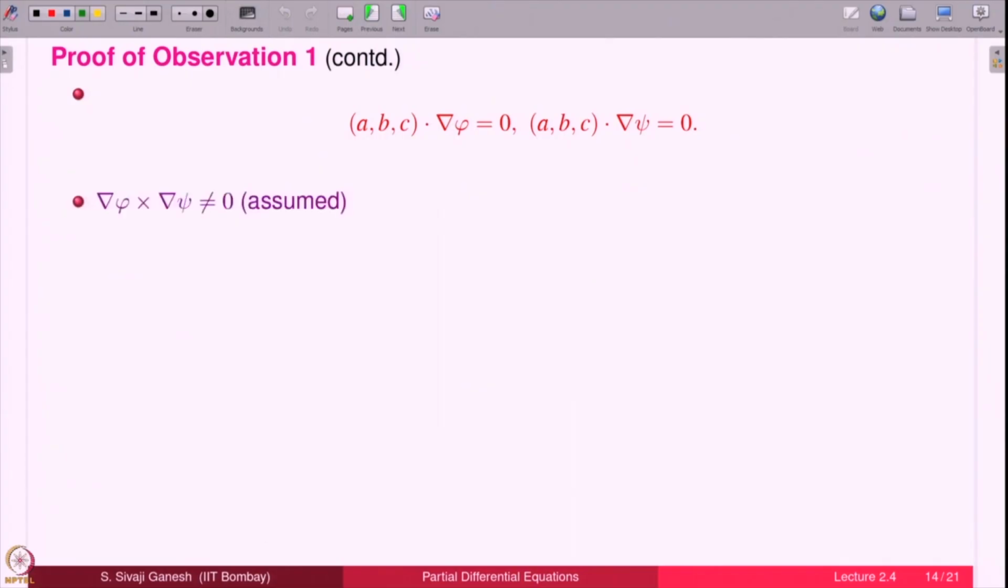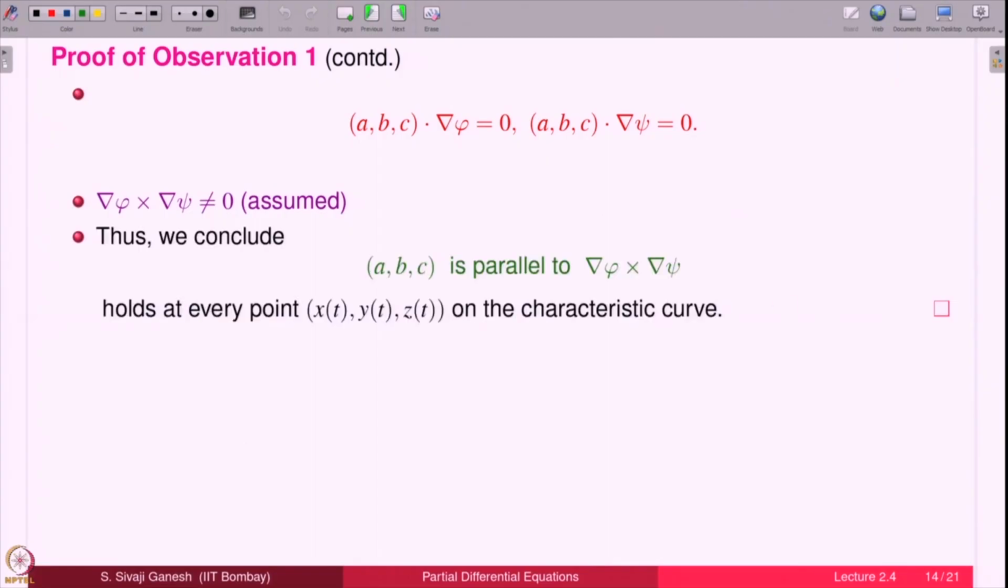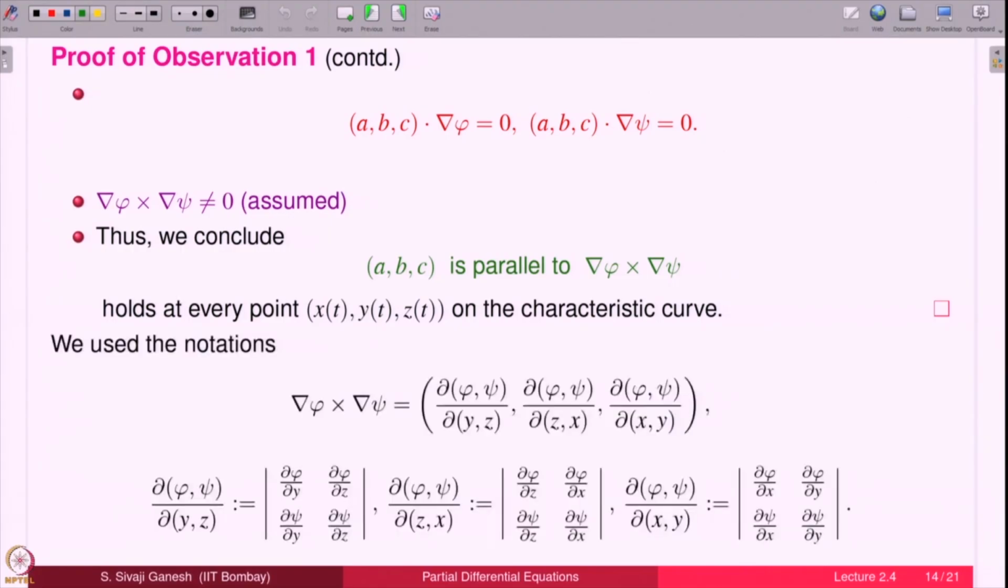So, this is what we have, but grad phi cross grad psi is not equal to 0, that is what we have assumed. Therefore, (A, B, C) must be parallel to grad phi cross grad psi. If a vector u is orthogonal to two vectors, let us say u dot v is 0 and u dot w is 0, then u is parallel to v cross w, if v cross w is non-zero. So, we have used that and concluded (A, B, C) is parallel to grad phi cross grad psi. This holds at every point (x(t), y(t), z(t)) on the characteristic curve.